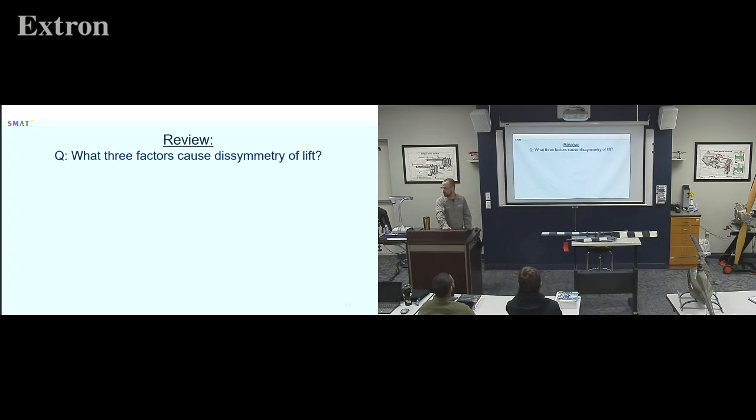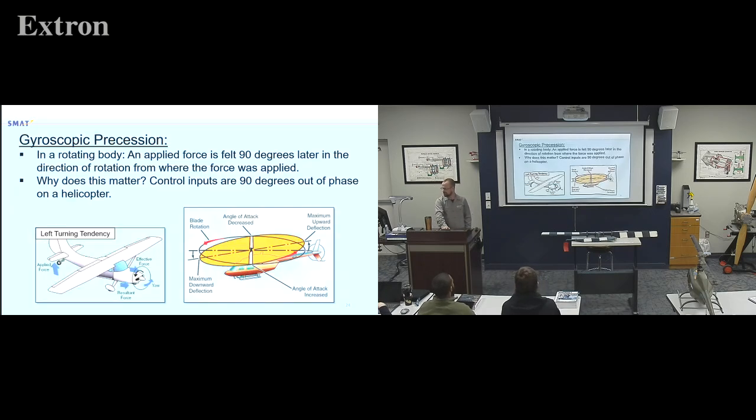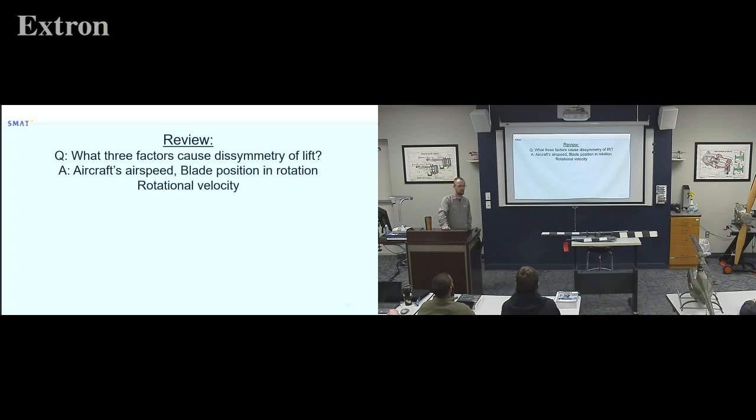Okay, what are three factors that could cause dissymmetry of lift? Three that lead to it. Airspeed is one, good. Airspeed in relation to the wind speed. Sydney, what's the second? Blade rotation speed. Okay, Sam, do you have another one? Position of the blade in rotation. Good. Rotational velocity and blade position in rotation. Where's the blade at? Okay, everybody good there? Before I go to gyroscopic precession.